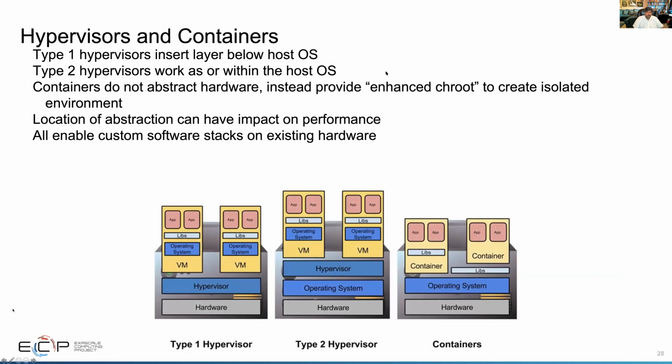There are differences. You may have heard of hypervisors and containers. There are type 1 hypervisors that insert a layer below the host operating system. There are type 2 hypervisors that work within the host OS, and then containers, where you can see that there is only the operating system of the host and their container-based operating systems without the kernel. So there is a missing piece here with containers, which is that we use the same kernel from the host OS.